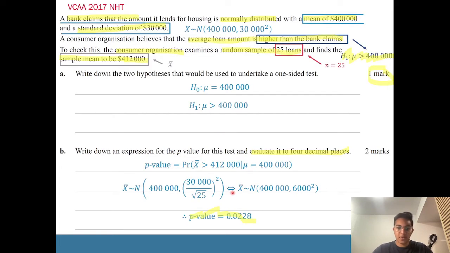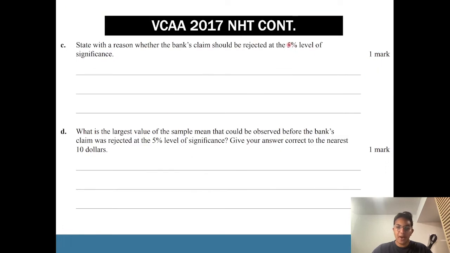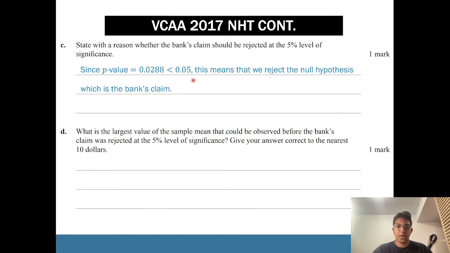Okay, so our p-value is 0.0228. So at a 5% level of significance, that's an alpha of 0.05, our p-value is less than alpha. So this means we reject the null hypothesis, which is the bank's claim. So the bank's claim should be rejected, is what we're saying.